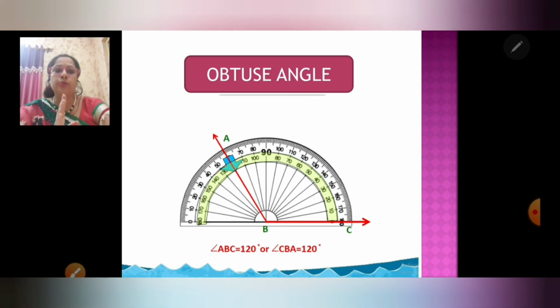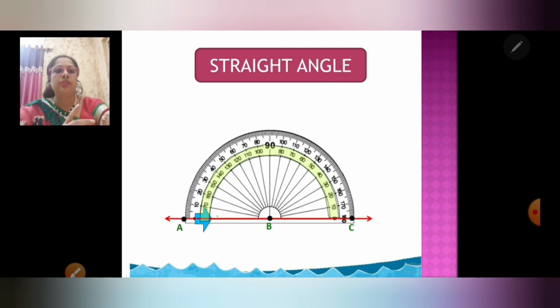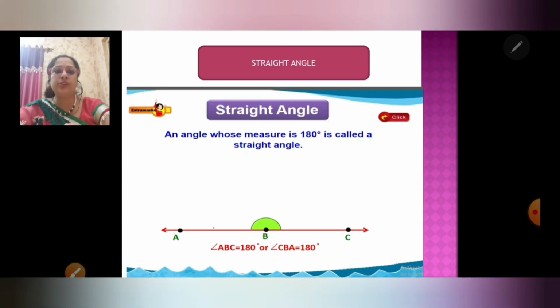Obtuse angle means more than 90 degree. So the angle which you can see on your screen is an obtuse angle because it is more than 90 degree. You can see the line, it is going beyond 90 degree. So an angle whose measure lies between 90 degree and 180 degree is called an obtuse angle. Straight angle, an angle whose measure is 180 degree is called a straight angle.